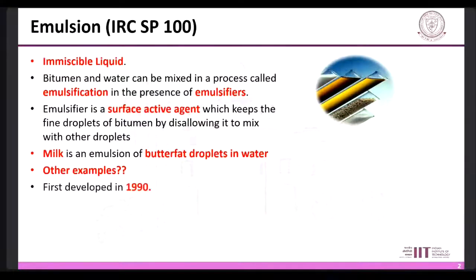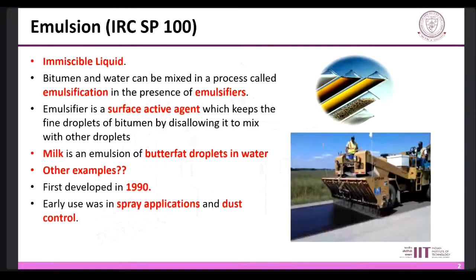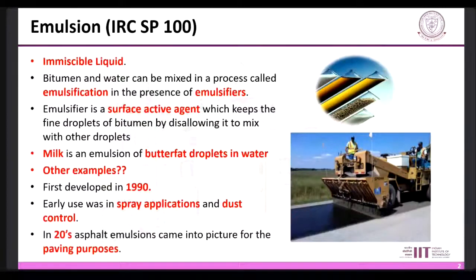and it was first developed in 1990. And the early use was in spray application and to control the dust over the roads. And in the 20s, the asphalt emulsion came into the picture for paving purposes, like for the surface course.